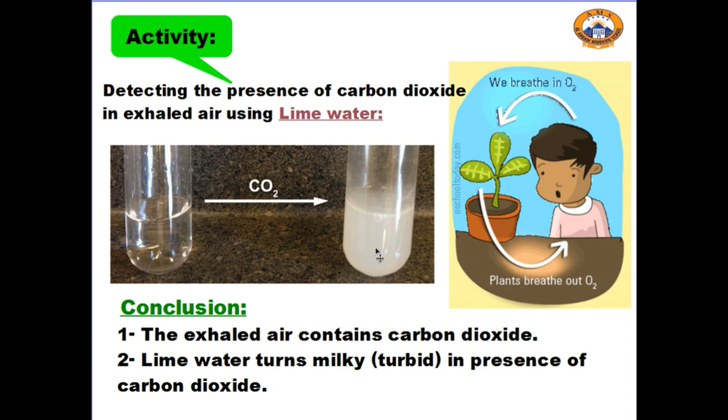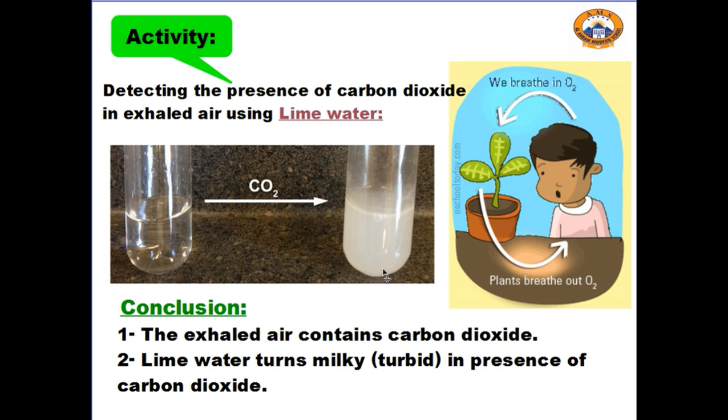So the experiment is to bring this lime water and blow some air. When you blow air, you are breathing out air. Blow inside this tube containing lime water for some minutes. You will notice that the lime water changes from clear into turbid. Turbid means milky, or with white color.